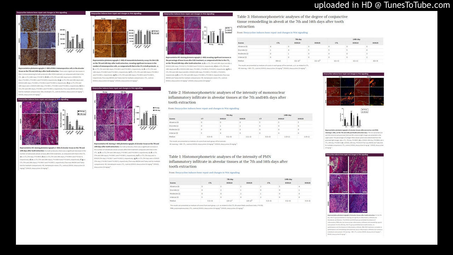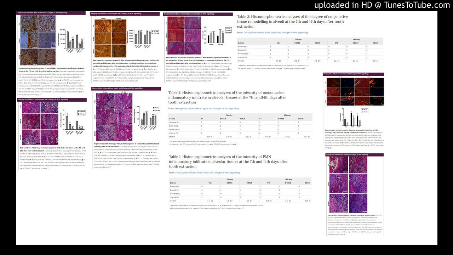The DOX10 group exhibited alveoli with the absence of discrete PMN cell infiltrate. The conjunctive tissue presented initial signals of remodeling with osteoid tissue. However, this group exhibited an intense mononuclear inflammatory infiltrate and numerous osteoblasts and osteoclasts. The DOX25 group exhibited a pattern similar to that of the DOX10 group, except for a decrease in the mononuclear inflammatory infiltrate, blood vessels, and osteoclasts, as well as discrete conjunctive tissue remodeling.